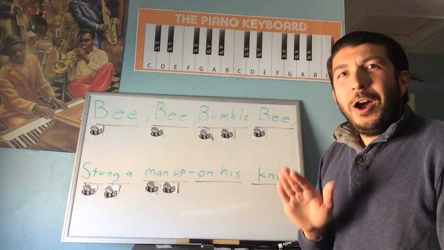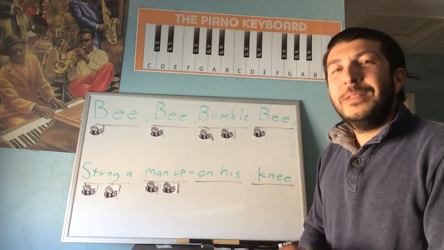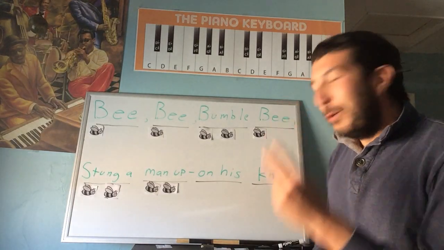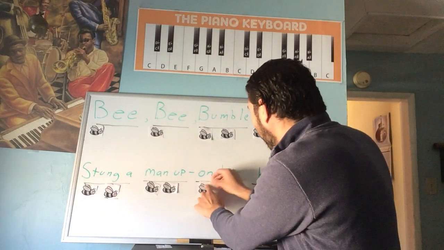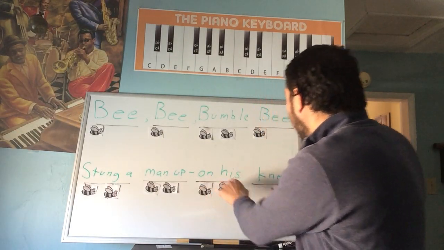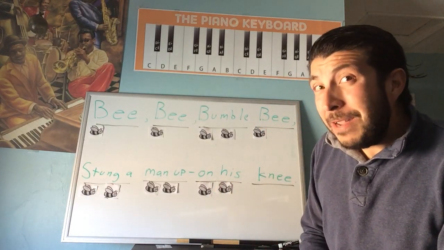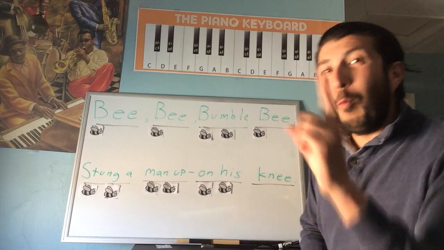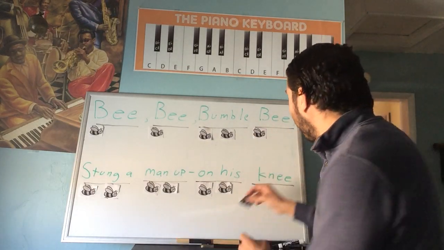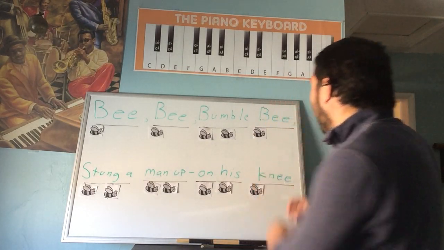Third beat. On his. 2 sounds again. Let's put up 2 B's. Last one. Knee. How many? Knee. 1 long sound. Let's put 1 B up there.